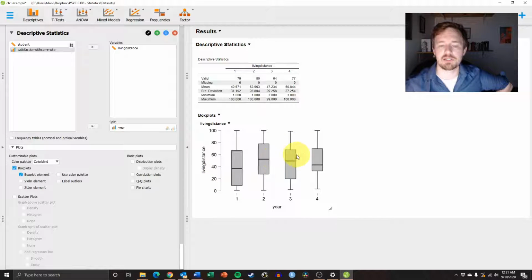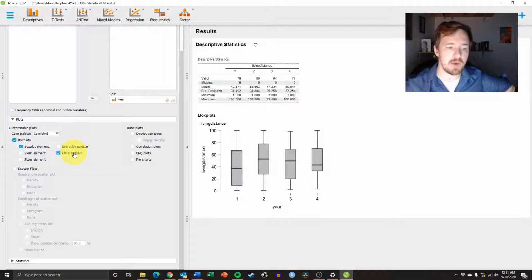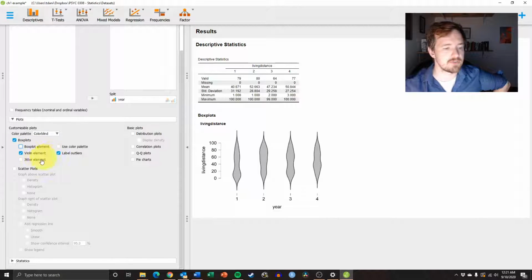That basically, they run big spreads. Are there any outliers? No, I don't see any outliers. I don't see any dots, right, that are on there. But if you were interested in outliers, you could always select label outliers, and that will tell you exactly what the values are that would be outliers if we had any. In our data, we don't have that, but that's okay. If you wanted to, you could play around with these different other pieces.